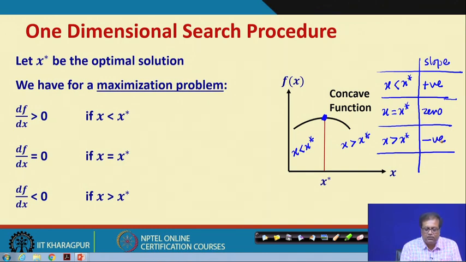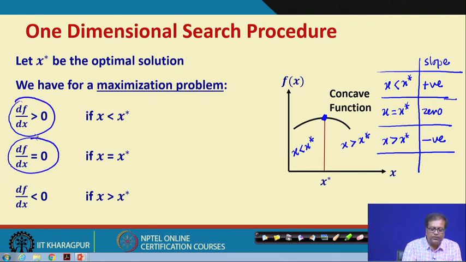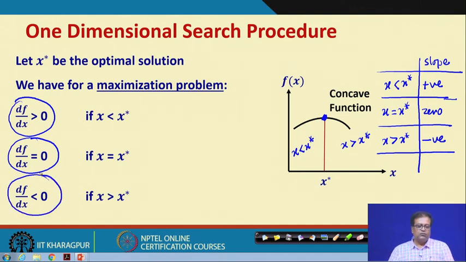So, the same thing is noted here, if x is less than or equal to x star, then the slope is positive. If x equal to x star, slope is 0. If x greater than x star, slope is less than or equal to 0. So, this is very easy to understand, that essentially that is what we have written here, right.